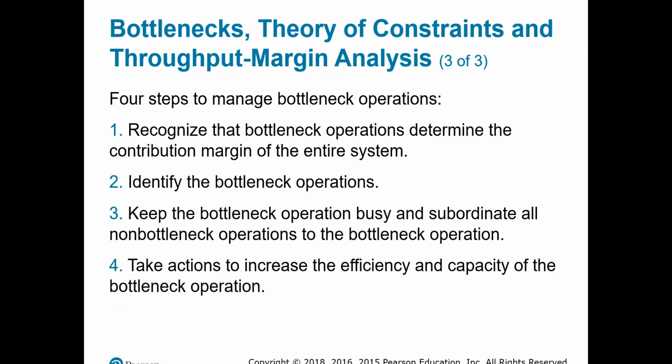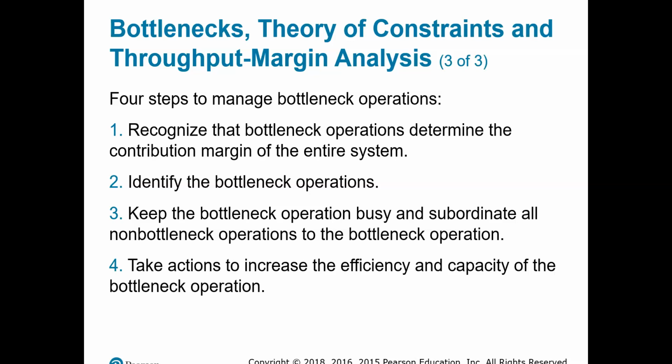First of all, we need to recognize the bottleneck operations, and we have to recognize that the bottlenecks themselves determine the contribution margin of the entire system. Going back to our example that I just illustrated on the screen, the bottleneck operation was C, so that's going to limit the contribution margin of the entire system, because no matter how many units A makes, which is 200, B makes 225 units per shift, and C can only do 190. So the most we're going to get for total contribution margin for the entire system is 190 units per shift.